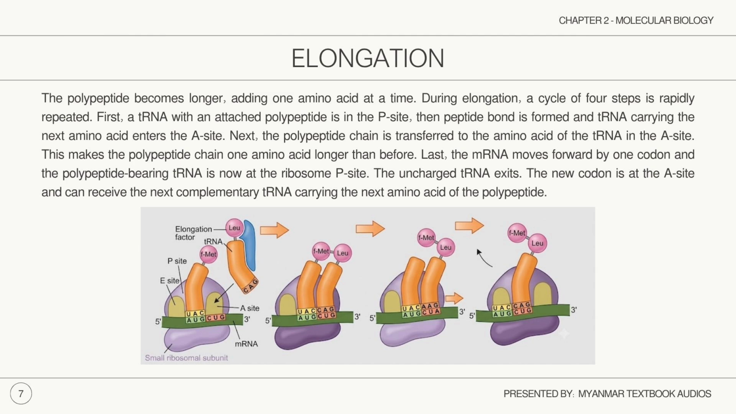Next, the polypeptide chain is transferred to the amino acid of the tRNA in the A site. This makes the polypeptide chain 1 amino acid longer than before. Last, the mRNA moves forward by 1 codon, and the polypeptide-bearing tRNA is now at the ribosome P site. The uncharged tRNA exits. The new codon is at the A site and can receive the next complementary tRNA carrying the next amino acid of the polypeptide.